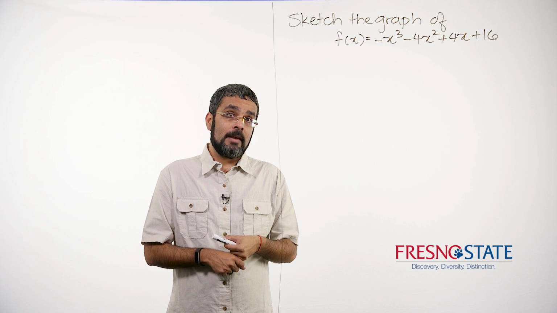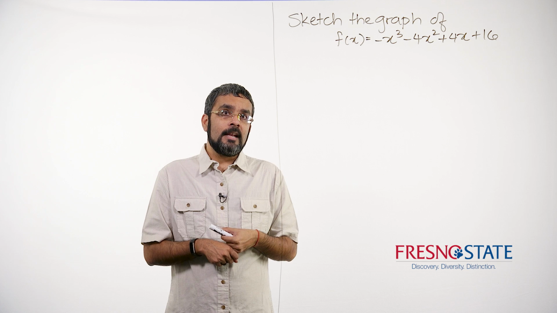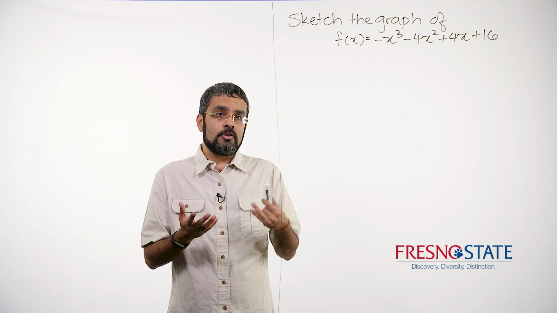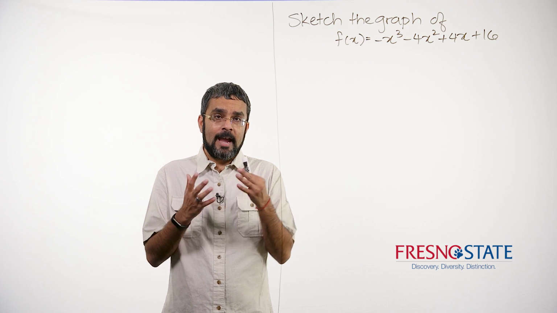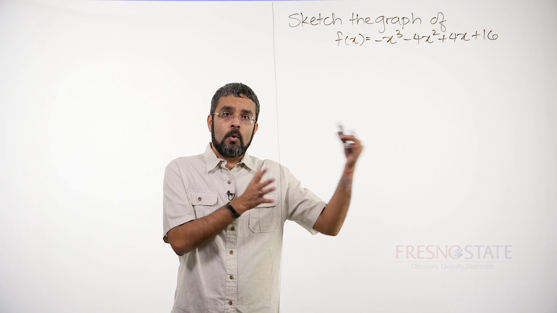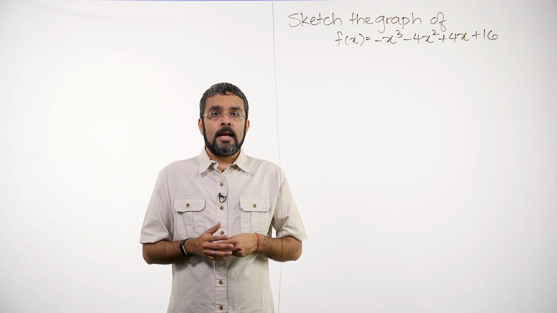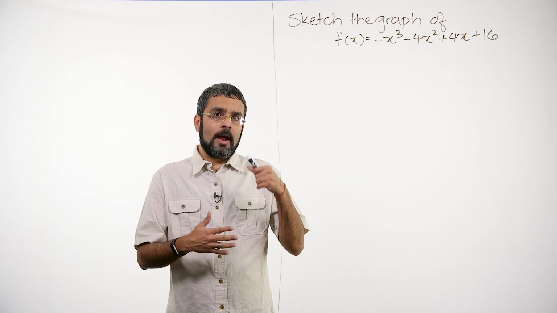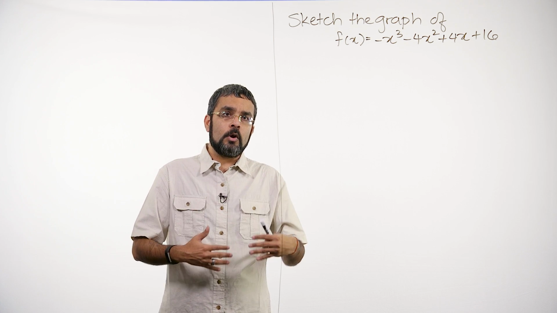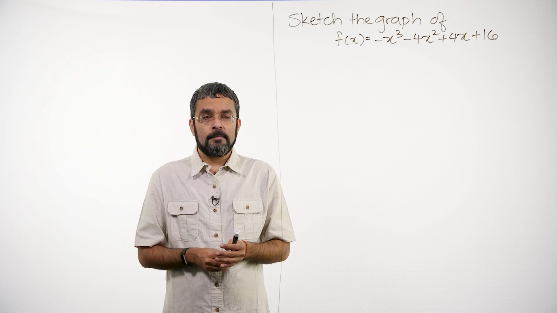I need to know the end behavior. That'd be very helpful. And then I need to figure out if there's a symmetry. Symmetries are always good because if I have a symmetry about, say, the y-axis, I can draw one half and then just figure out what the other half is. And then I need to figure out when my graph is going to be above the x-axis and when it's going to be below the x-axis. That'll be very helpful as well.